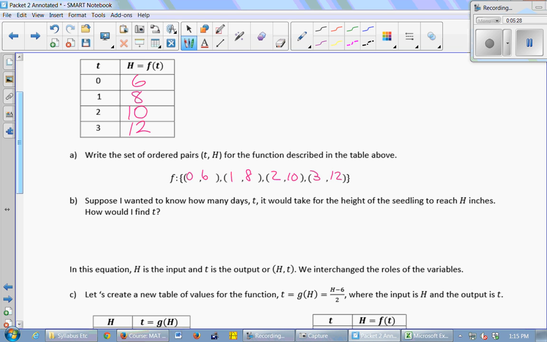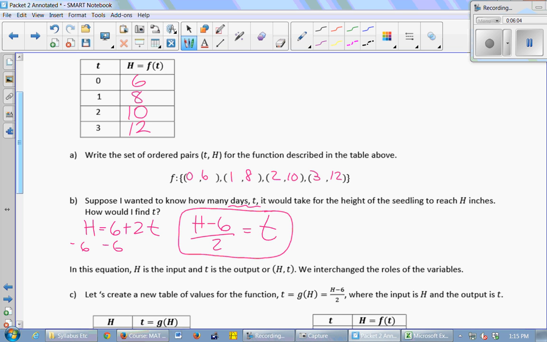How many days, maybe if I give you a number, it would be easier for you to answer me. How many days would it take for the height of the seedling to reach 20 inches? Solve for t. Yeah, you solve for t. If you want to know how many days t, you're going to be solving for t. So I would write down h equals 6 plus 2t, and I would solve that for t. So subtract 6. So I have h minus 6 over 2 equals t. So I would just solve for the t.